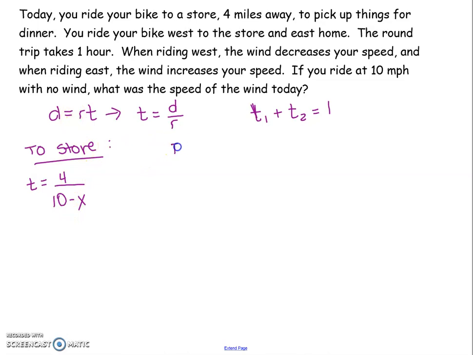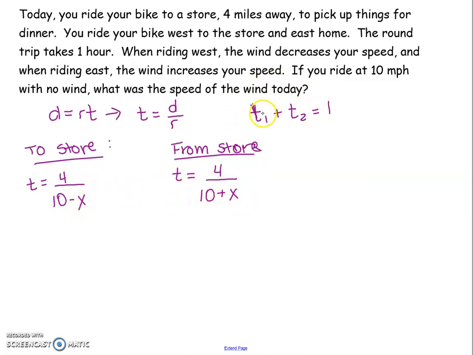Now, from the store, which is going east, so we're going the other way, we're going to have the same type of idea. So the time from the store back home, we're going east this time. It's still going to be 4 miles from the store to home. But now going east, the wind increases our speed. So we're still traveling 10 miles an hour without the wind, but the wind's going to help us out, and it's going to increase our speed by the speed of the wind. So we're going to be traveling faster than 10 going home. So we're not going to set these equal to each other because they're not the same.